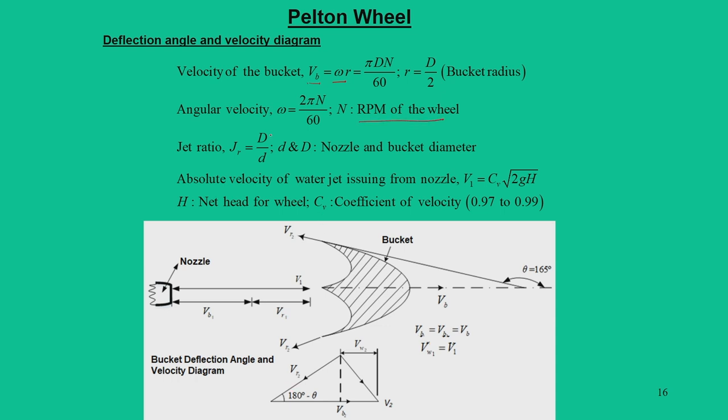We have the jet ratio D by d, and the most important thing here is that the velocity of the water jet is estimated using this expression: V1 is equal to Cv times square root of 2gH. Here Cv is the coefficient of velocity, because the relative velocity exists between inlet and outlet, that is a loss coefficient. That loss coefficient is accounted for in this range. So, this is the standard expression by which V1 is calculated.